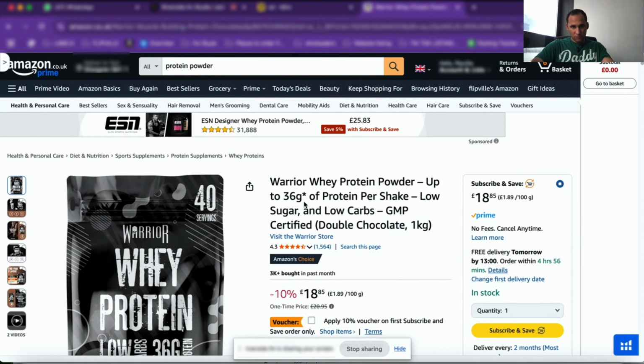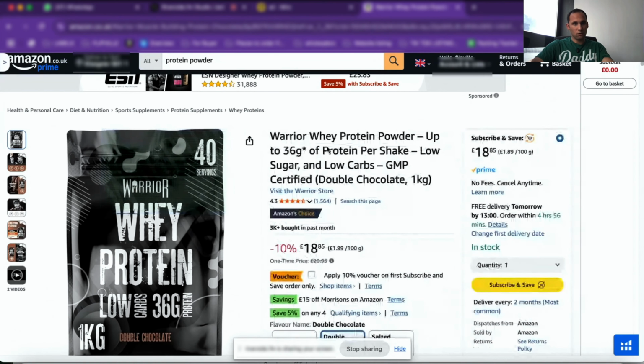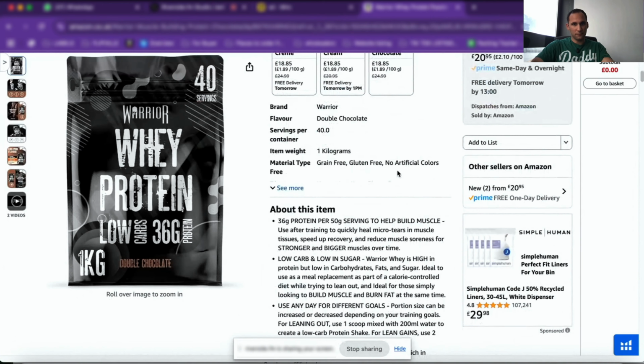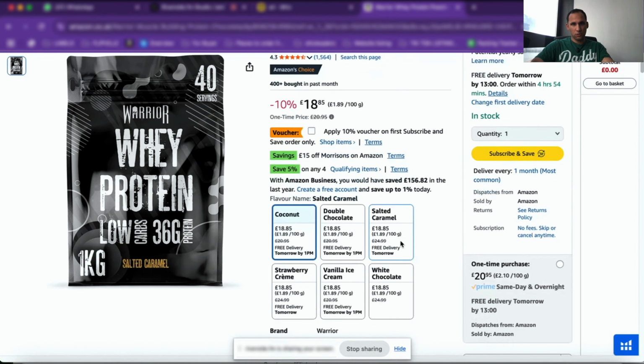They say up to 36 grams of protein, but they don't tell me the servings. I want to know that they're 40 servings. So I would make sure it's longer with more details in it, and really check if all the relevant keywords are in, because I'm pretty sure some of them are missing. We can see that there are 6 variations: coconut, double chocolate, and so on and so forth.